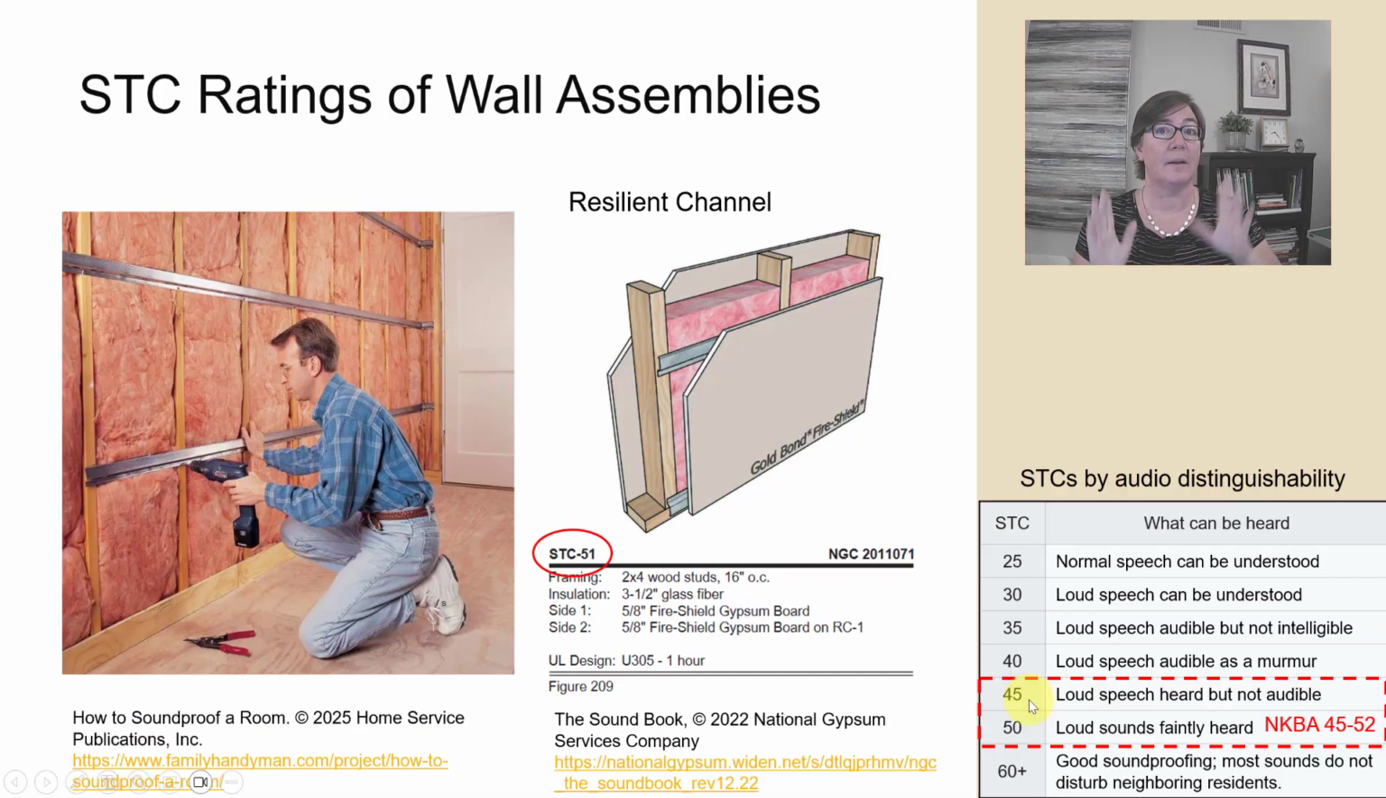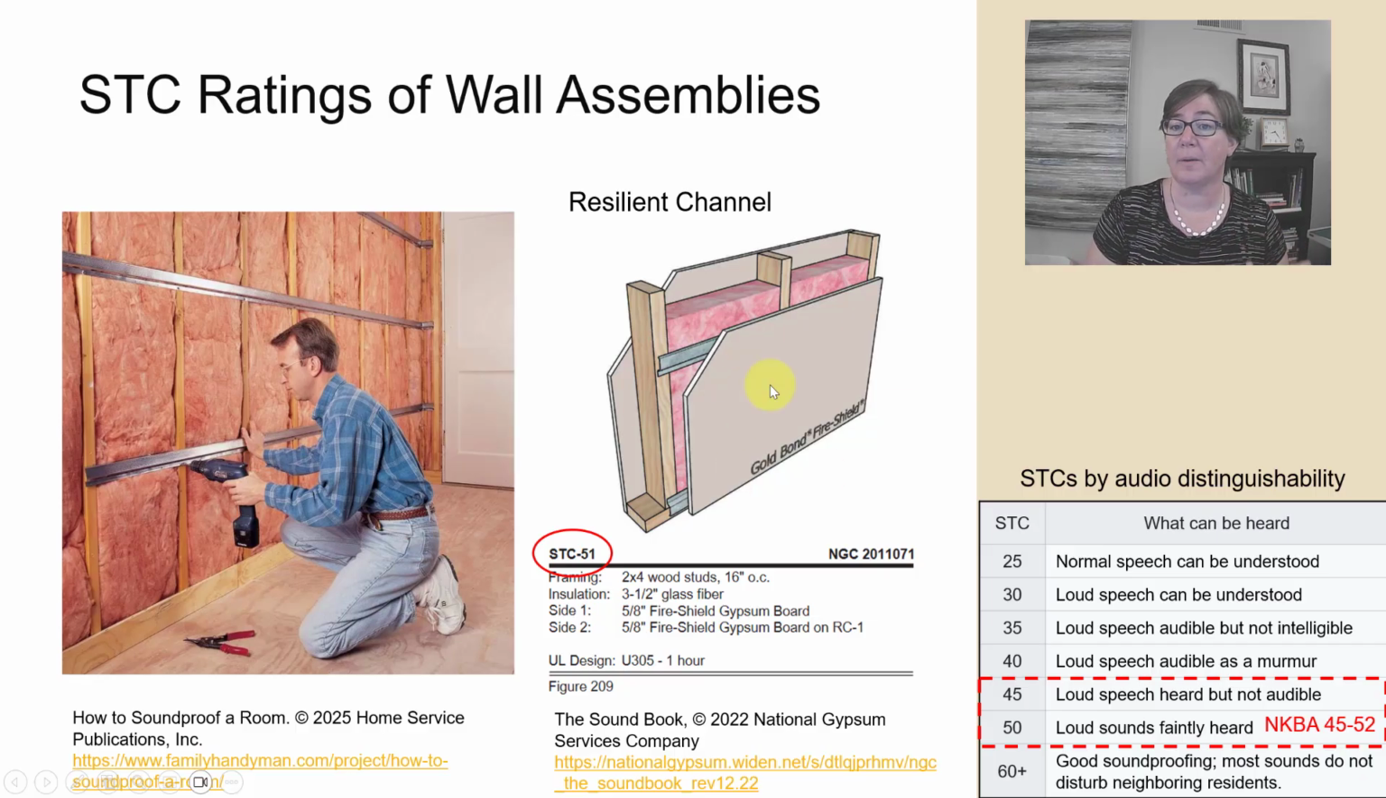All right, let's take a look at one last example, and this one is using resilient channel. Resilient channel is this metal piece we're looking at right here, and you can see somebody installing it right here. And this is an example of decoupling. What the resilient channel does is allow one side of the wall to vibrate, right? It's a little bit flexible. One side of the wall vibrates and the other side remains still.